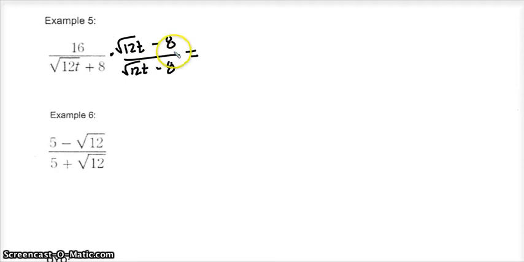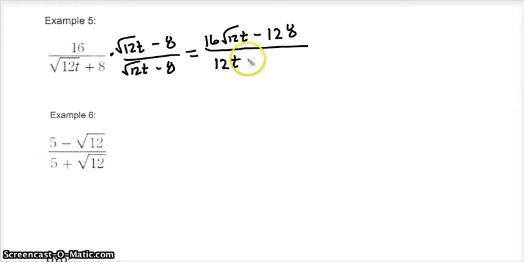Okay, simplifying up top, I get 16 root 12t minus 128. And then on the bottom, again where the magic happens, I only need to multiply the first and the last terms because those middle terms cancel out from the opposite signs. So I'm left with 12t minus 64. And we'll go ahead and let that be our final answer.